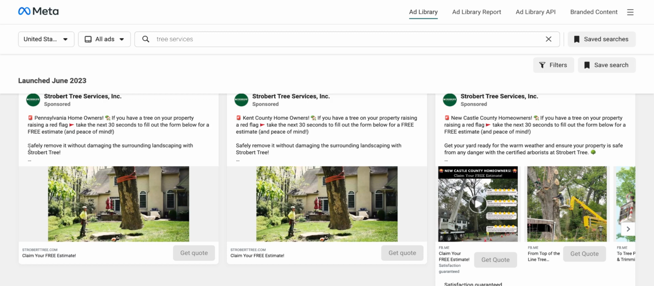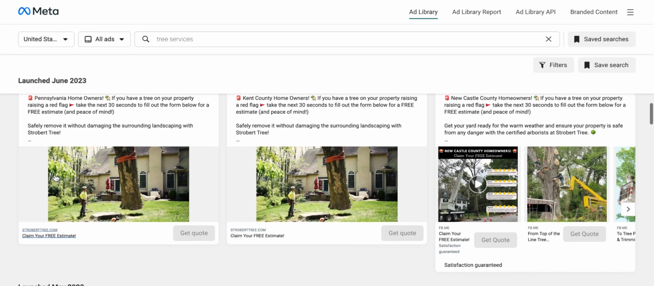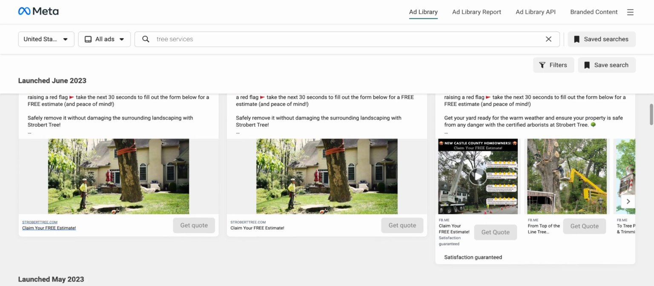The next sentence talks about desire. So this is someone desiring to have a safe yard: safely remove it without damaging surrounding landscape with Strobert Tree. Okay, and you can see a nice image here of the tree being removed, being supervised. It's out of the way. It's no longer a danger. So that's definitely the desire portion, coupled with the sentence here. The last piece is the action. So it's talking about, claim your free estimate, get a quote, so that the potential customer has to act on it, and they're submitting their lead information.